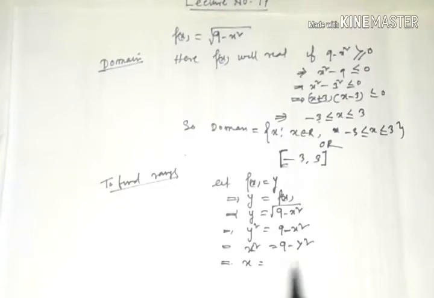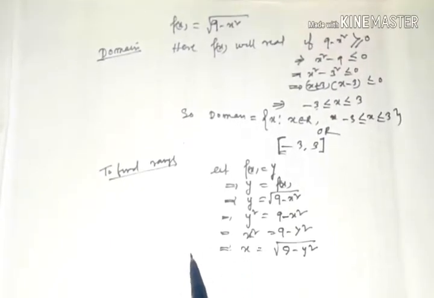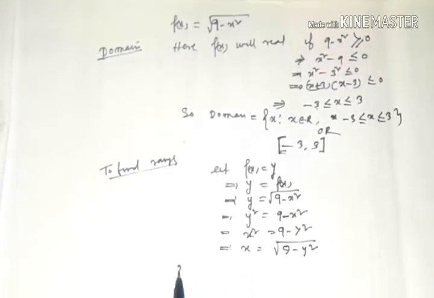This implies x is equal to root over 9 minus y square. Here also x will be real if 9 minus y square is greater than or equal to 0.